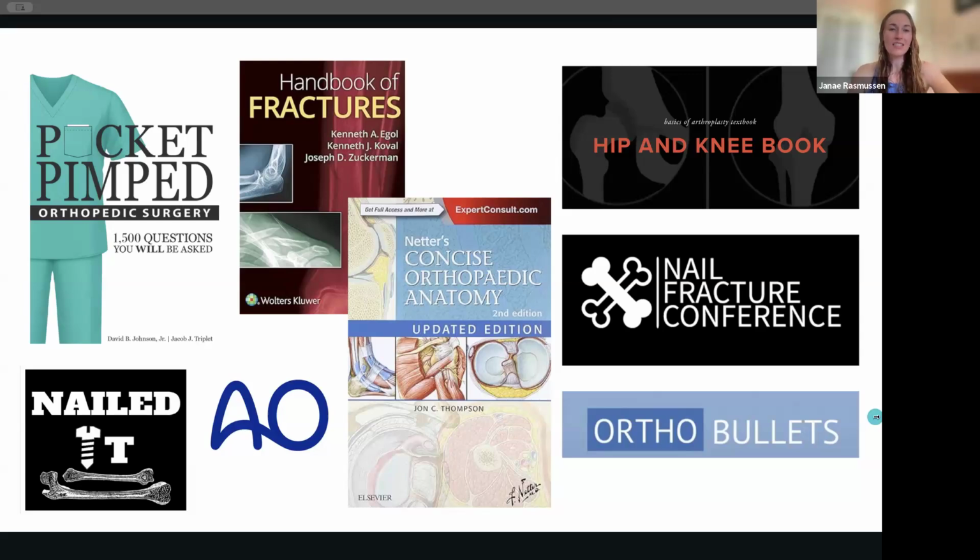Handbook of Fractures is one of the classic books where it gives you the bread and butter of various different types of fractures, what things can be treated non-operatively versus things that are treated operatively. Highly recommend that. In addition to this, Netter's Concise Orthopedic Anatomy, I use this book a lot, and they do a really good job of keeping things simple with the key takeaways for the anatomy in different regions of the body. Some other great resources is this hip and knee book.